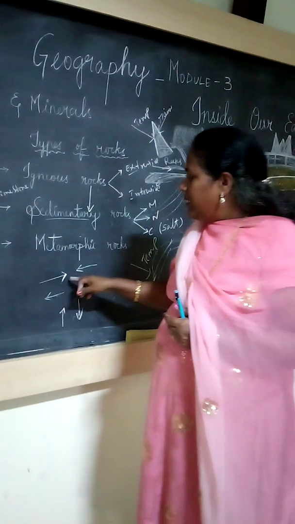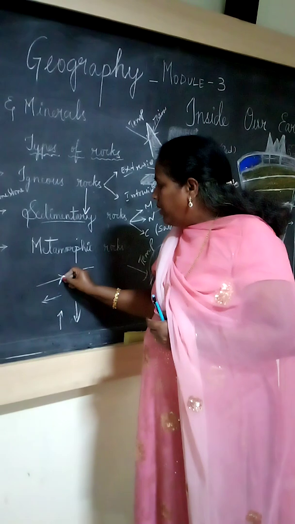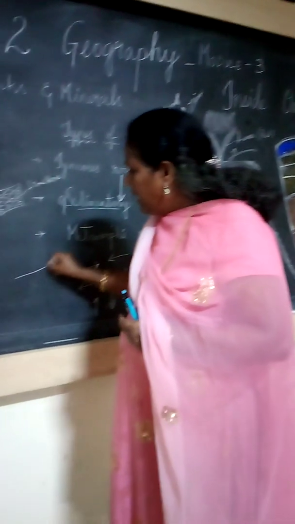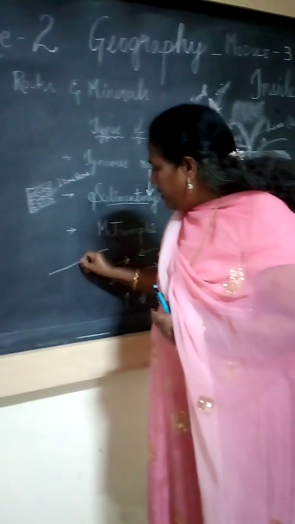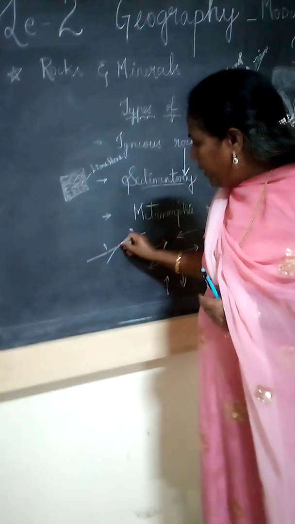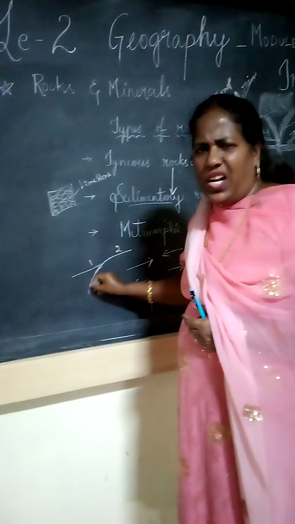Here, suppose this is the convergence. Convergence means both are coming together. When both are coming together, one plate is coming like this, another plate also coming like this. What happens sometimes? One plate will go down under the other plate. This is plate 1, plate 2. Now see how plate 2 went inside. Slowly, it will go.